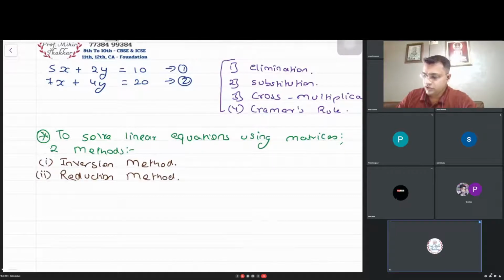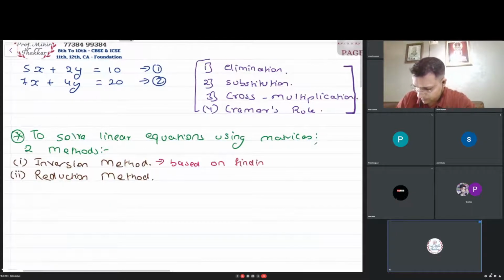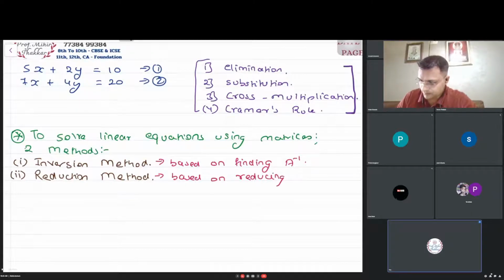So see guys, one very important point that you need to remember over here. The inversion method is based on finding the A inverse, and this is based on reducing the given matrix.